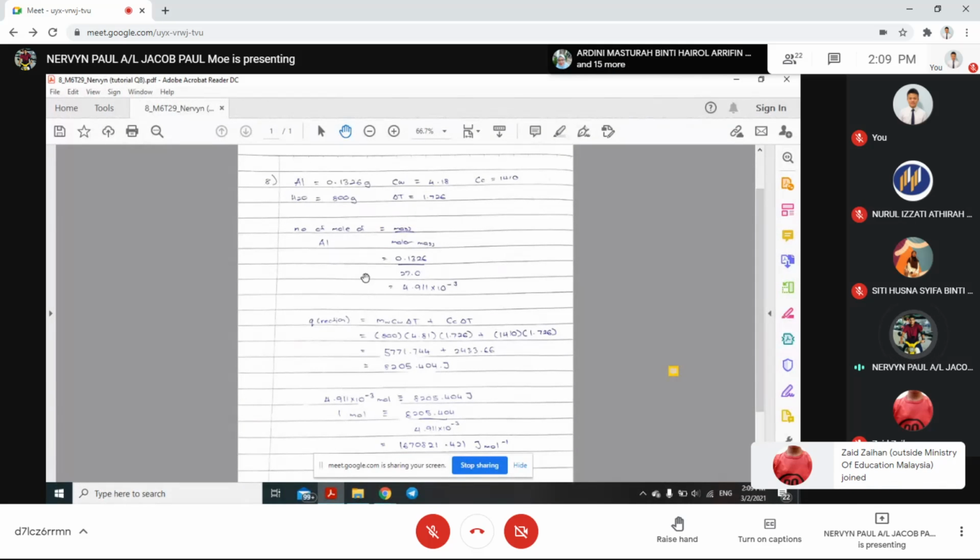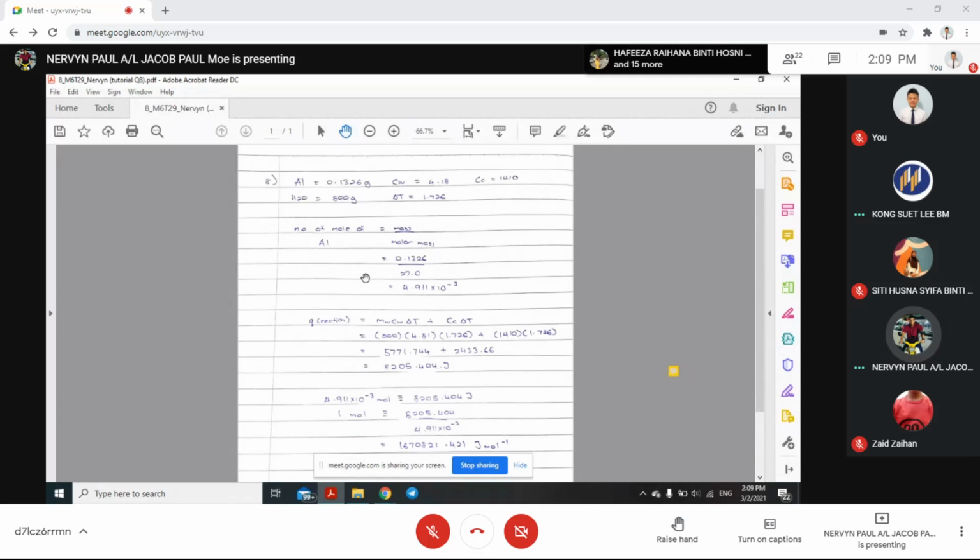Okay, and then first we need to find the number mole of aluminium. And we can do this by using the formula mass over molar mass. So the molar mass of aluminium is 27. So we take the mass, we divide, we will get 4.911 times 10 to the power of negative 3 mole.